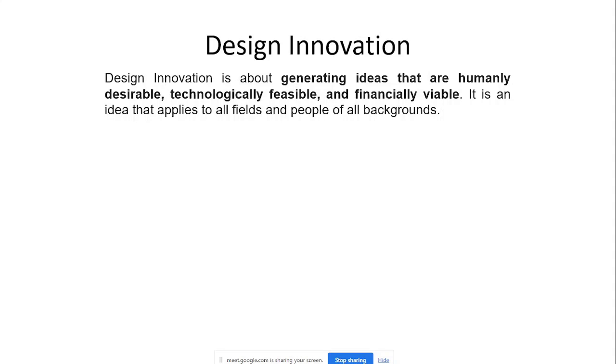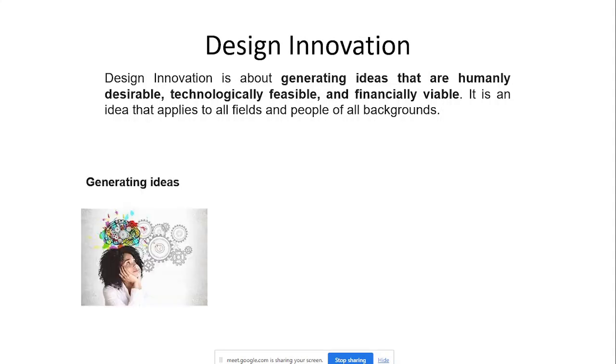So every engineer should be aware of what is invention and what is innovation. So design innovation, where we go for design thinking, we should be aware of the design innovation. Design innovation is always generating ideas that are humanly desirable, technologically feasible, and financially viable. In olden days, your cell phone cost a little bit, around 2,000 or 4,000. Now the cell phone costs around 10,000 or 15,000. It may cost around 60,000 nowadays also. So a different study is important.